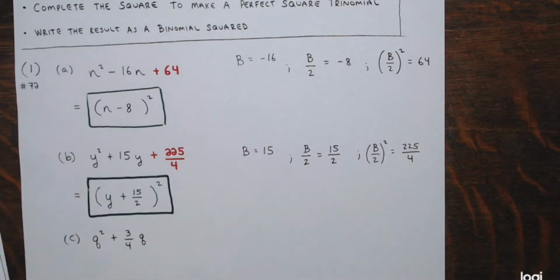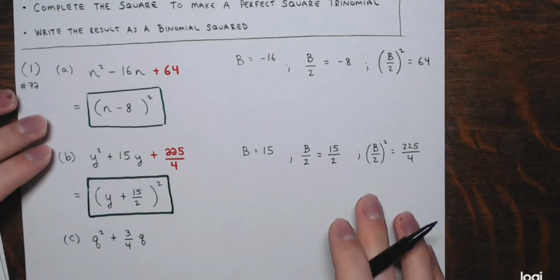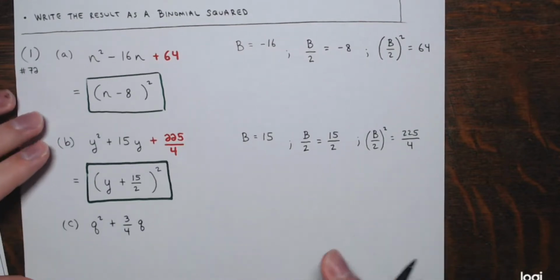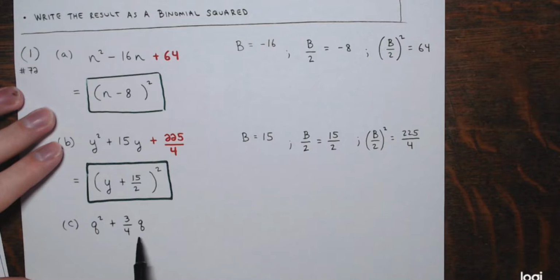All right. Wonderful. All right, then part C of this first example. Same setup. You have a binomial with a quadratic term and a linear term. The variable is q. The quadratic coefficient is 1, which I want it to be. And the linear coefficient is 3/4. So here the b from my form is 3/4.